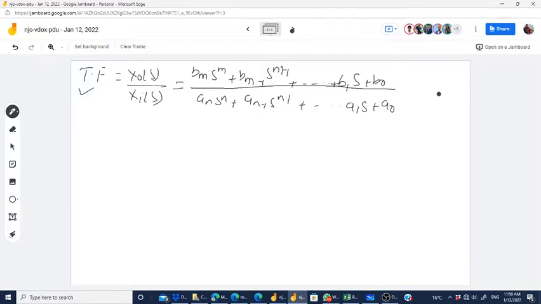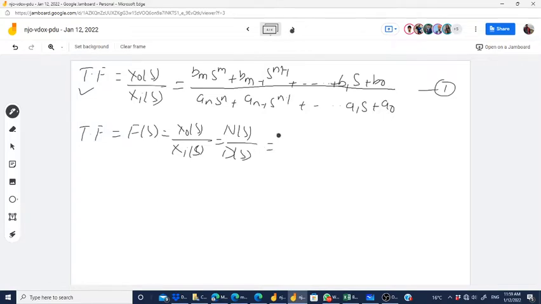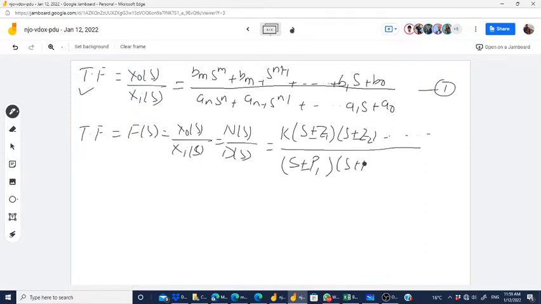Am I right? Yes or no? This transfer function may be written as x naught(s) upon xi(s) in the form of the numerator and the denominator, N(s) and D(s). When you write it in the form of the polynomial, that is (s plus minus z1), (s plus minus z2) and so on, we can represent it like this. And in the denominator side, (s plus minus p1), (s plus minus p2) and so on. We can factorize it and write it like this.